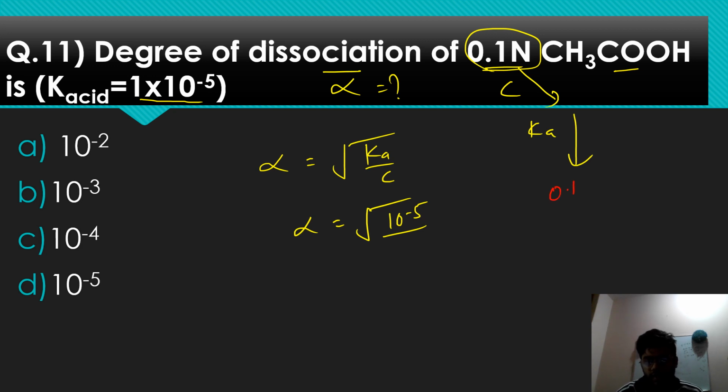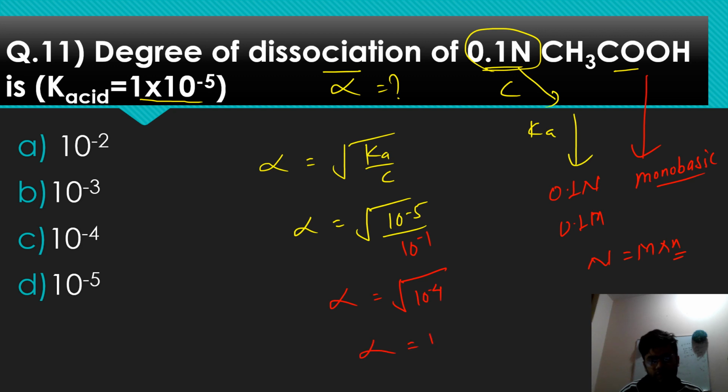So 0.1 normality CH3COOH means 0.1 molar CH3COOH, because it is a monobasic acid. Normality equals M into n, and n is 1 for this monobasic acid. Therefore the value of C is 10 to the power minus 1. Then alpha equals root under 10 to the power minus 4, which means alpha equals 10 to the power minus 2. So A is the right answer of question 11.